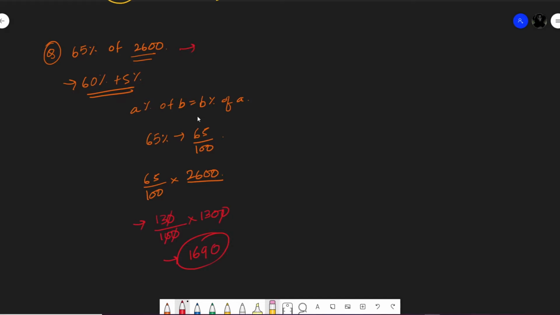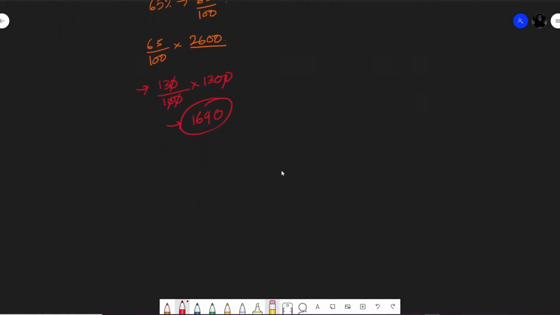We divide this by 2, it becomes 1300, and this becomes 130. So 13 into 13 is 169, and 10 is added, so 1690 is the answer. We can do this mentally without picking up the pen. This is my target: to make you learn how to do simplification and approximation sums without picking up the pen, right?